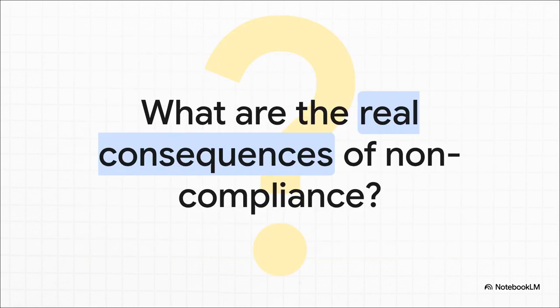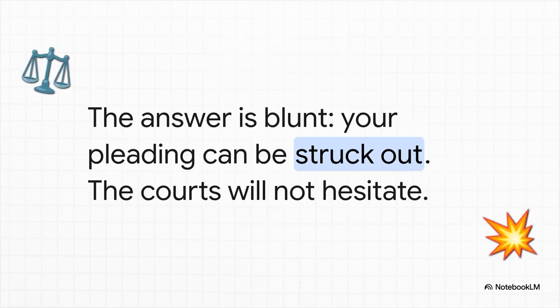Which brings us right back to where we started, doesn't it? What actually happens if you get this wrong? What are the teeth behind Rule 155? The answer is blunt and it's severe. There's no sugarcoating it. Your pleading can be struck out. Cases like Millhouse IAG and Harris v. Australian Departments show that the courts will not hesitate to do it if you don't fix the problems.